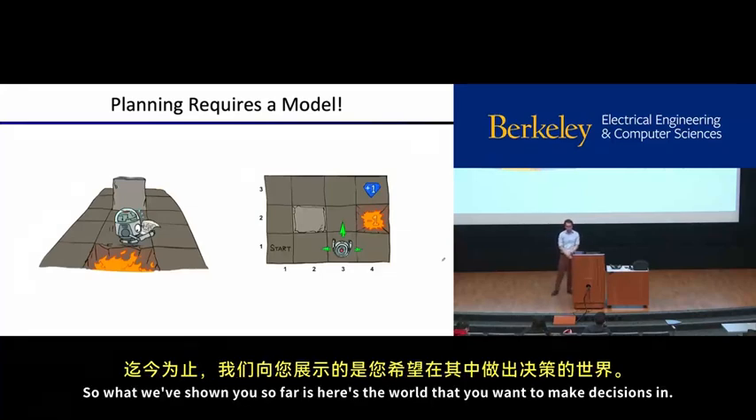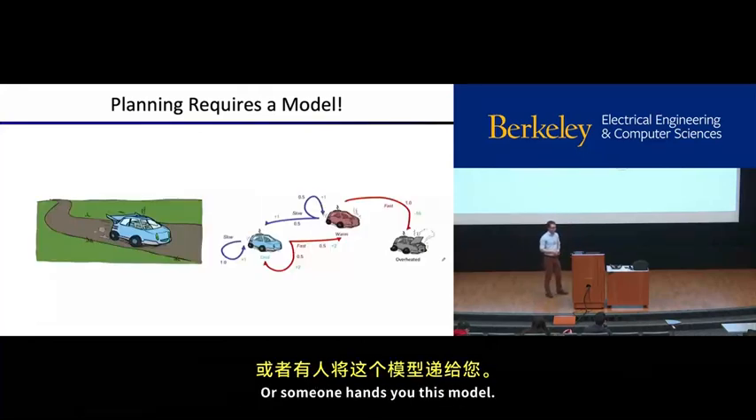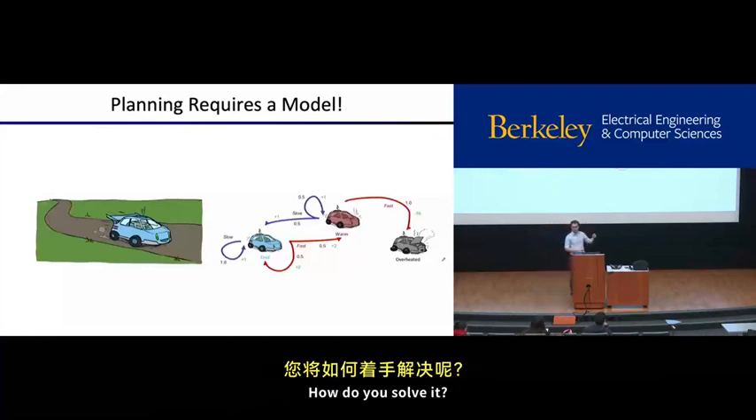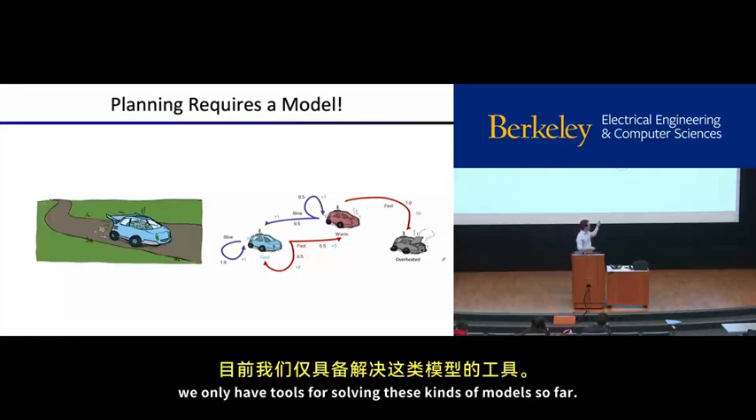So what we've shown you so far is, here's the world that you want to make decisions in. Someone hands you this model, how do you solve it? Or someone hands you this model, how do you solve it? You want to be racing that car, but we only have tools for solving these kinds of models so far.